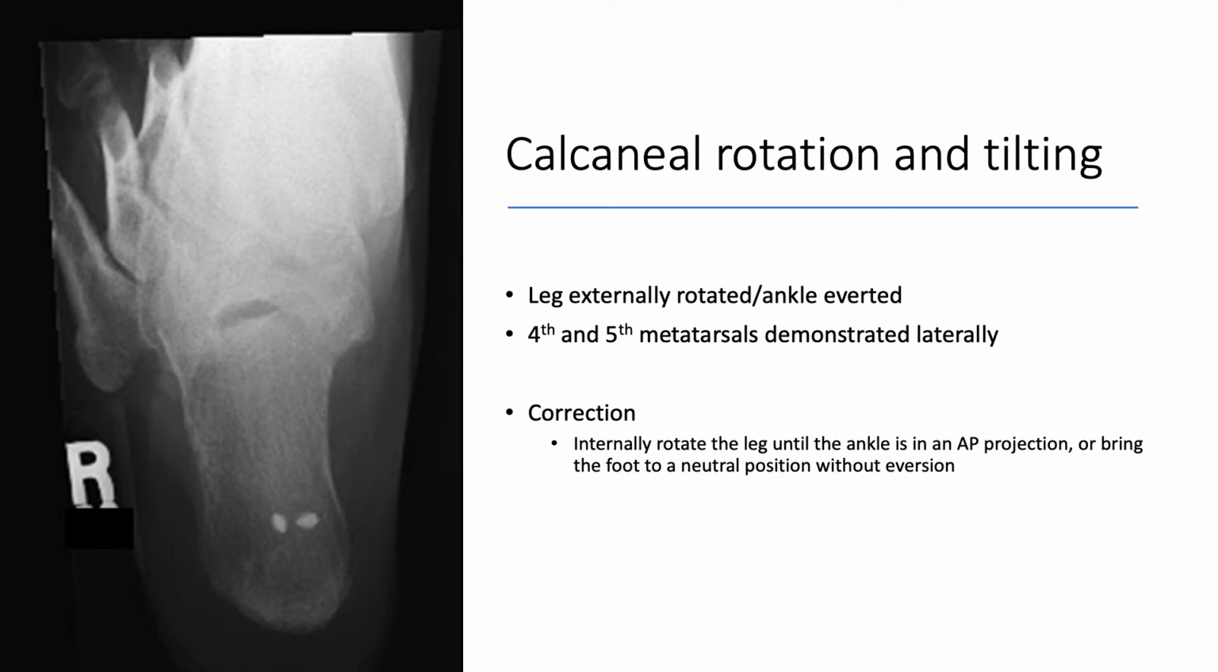In this image, the fourth and fifth metatarsals are demonstrated on the lateral aspect of the foot. The ankle was externally rotated or the foot was everted. To correct this, internally rotate the leg until the ankle is in an AP projection, or bring the foot to a neutral position without eversion.